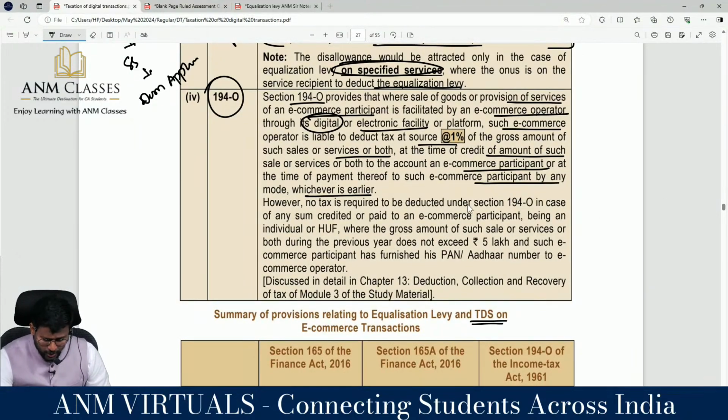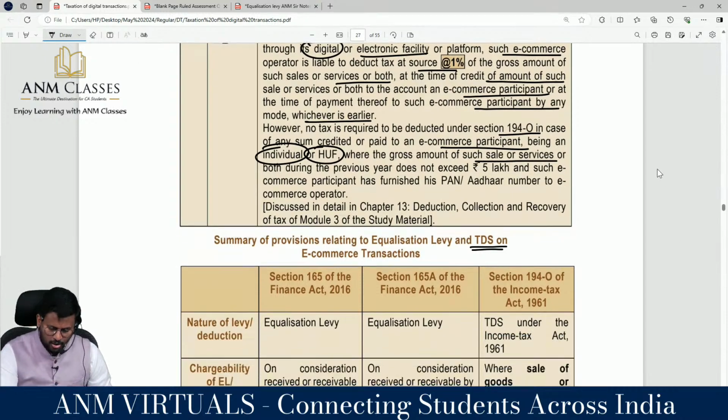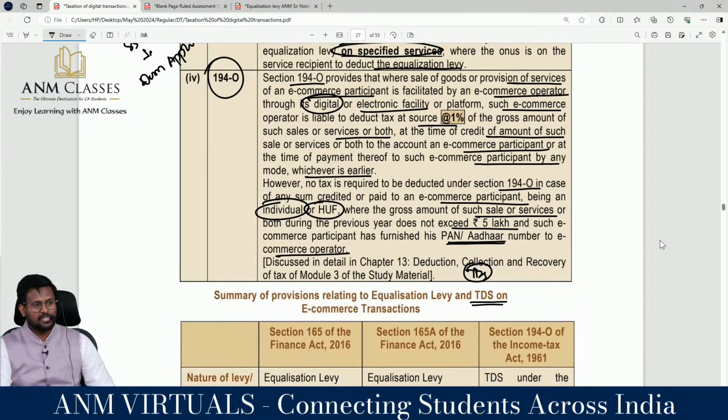However, no tax is required to be deducted under what section? In case of any sum credited or paid to an e-commerce participant being an individual or HUF, where the gross receipts of such sale or service or both during the previous year does not exceed 5 lakhs, and such e-commerce participant has furnished his PAN or Aadhaar number to the e-commerce operator. This we have already discussed in TDS chapter. Even we have discussed that in class also. Yes, sir. We have discussed 194O in depth. We have analyzed.